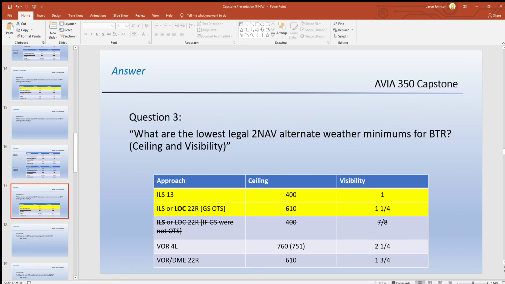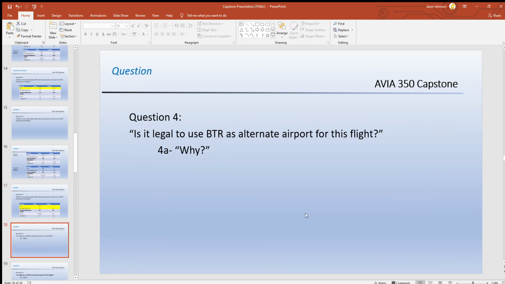So, what are the lowest legal 2-nav alternate weather minima? We get the ILS 13, 401, and the localizer only 610, 1 1/4. So we have to take the highest of the two, that's 610, 1 1/4. So even any combination of these two, if we had 400, 1 1/4 or 610 and 1, that still puts us above the 501 that was derived. Or not derived, but what our weather is forecast to be using the derived.